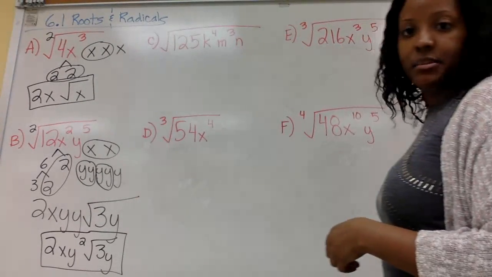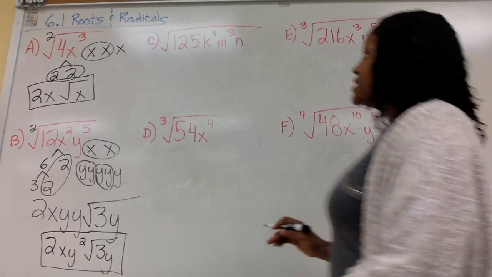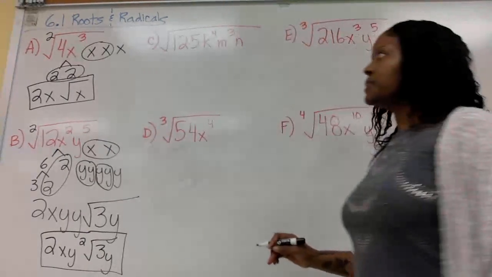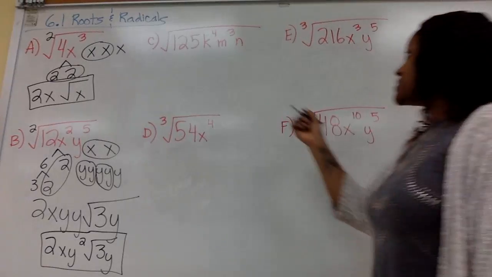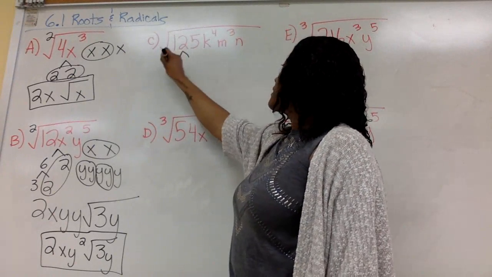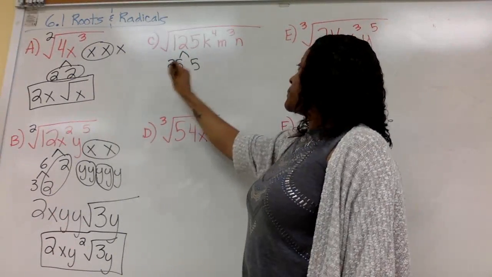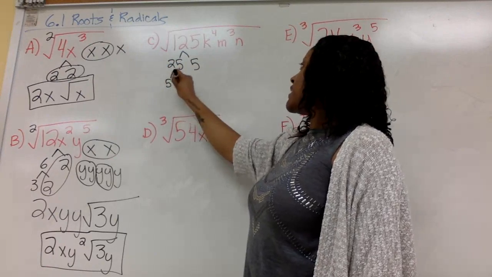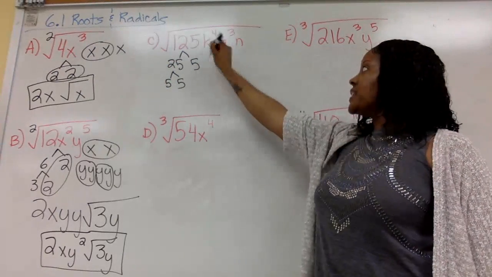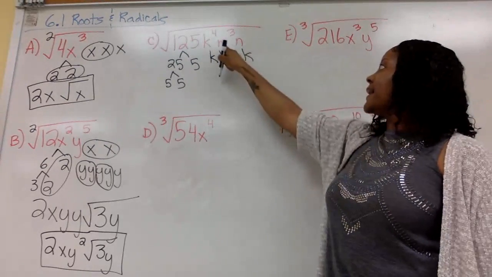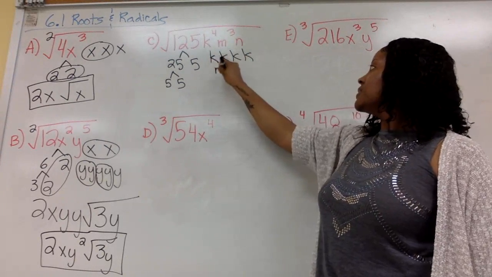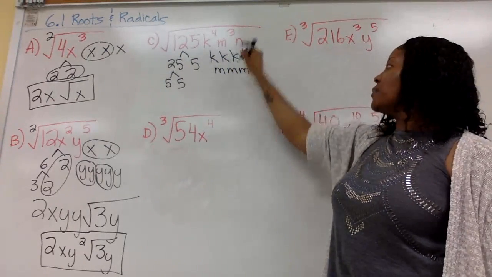All right, C, I need to break down 125. So 125, I know that can be multiplied as 25 times 5. So I'm going to start my factor tree off with 25 and 5. I'm going to break down 25 into 5 and 5. I got 4 k's: 1, 2, 3, 4. I got 3 m's: 1, 2, 3. And I got 1 n.